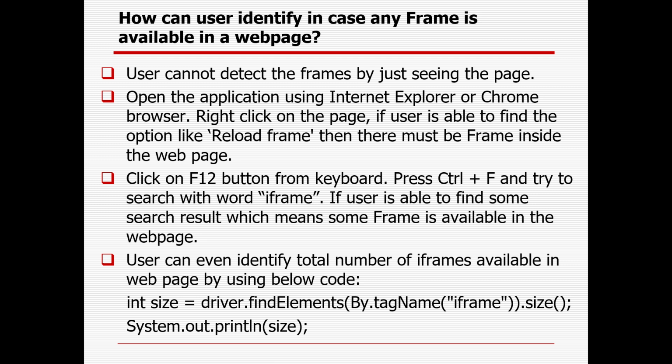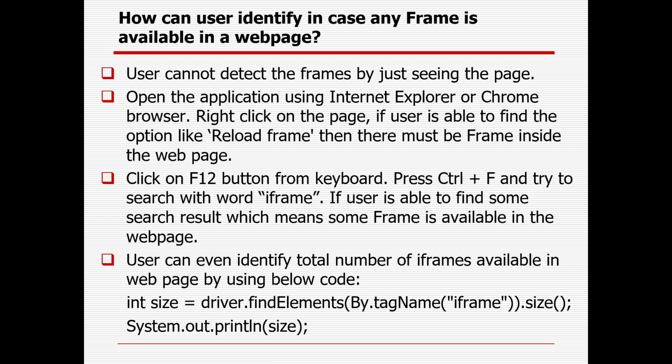So what are the different options to identify the frame apart from Selenium WebDriver? First, you need to open the application using any of the browsers, like Chrome, Firefox, etc. You need to right click on the page. If the user is able to find an option like reload frame, then there must be a frame inside the web page. But the problem is that only in the area where the frame is there will you get the option. Wherever a frame or iframe is not available, you will not see that option.